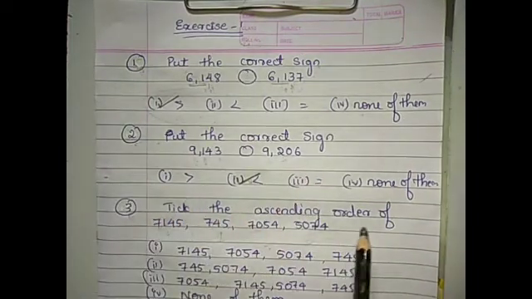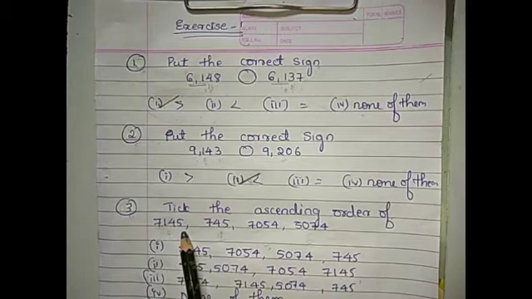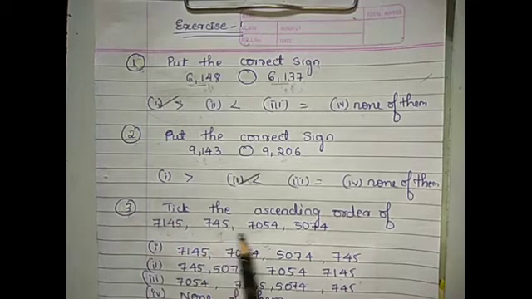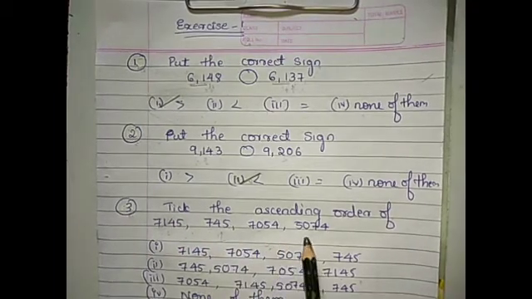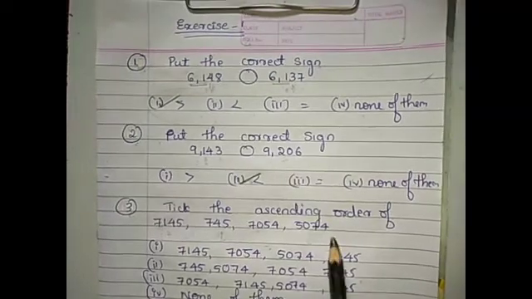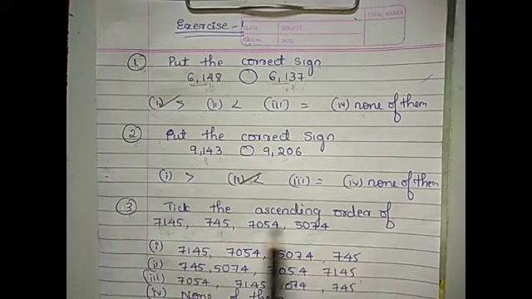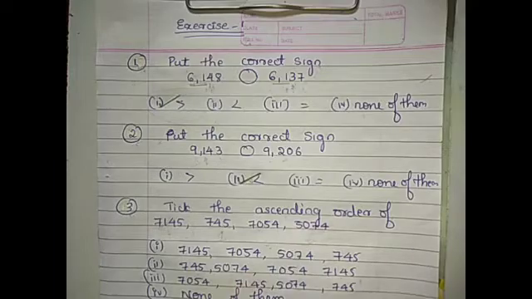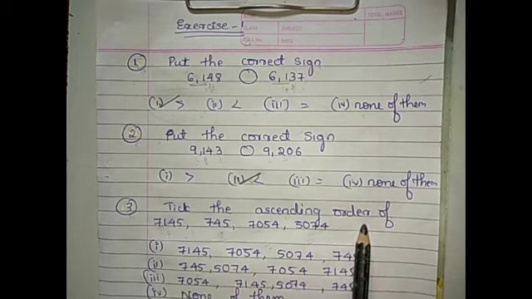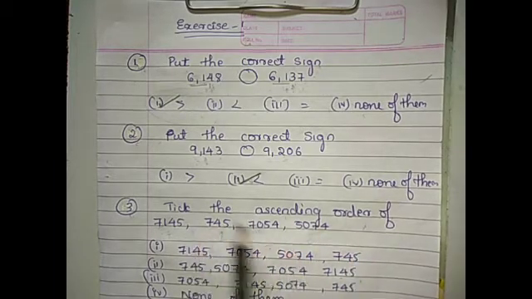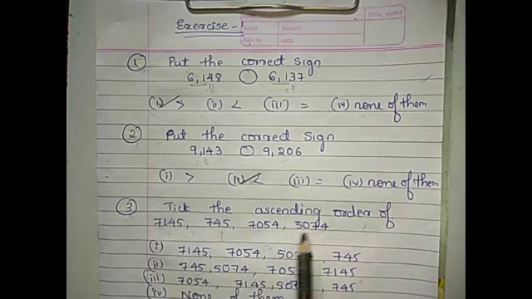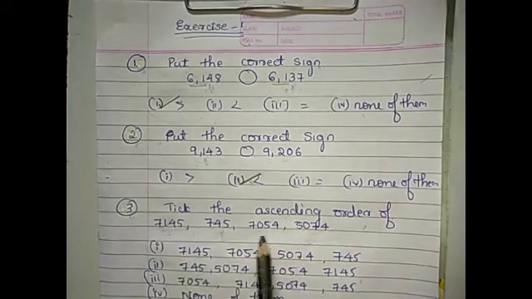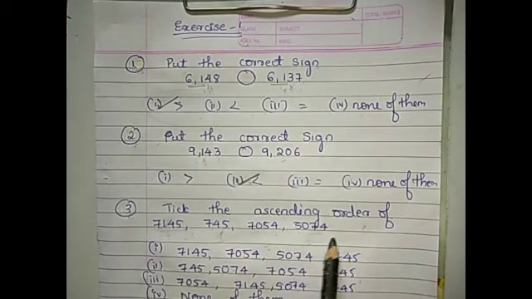Third one, tick the ascending order of 7145, 745, 7054, 5074. Ascending order means what? Smallest number to greatest number. So first we have to count the number of digits in each number. This number has 4 digits, this number has 3 digits, this number has 4 digits, this number has 4 digits.